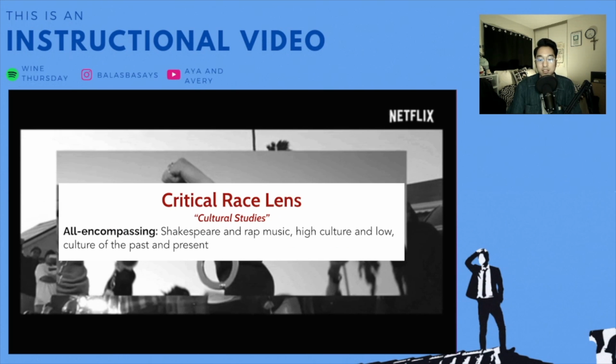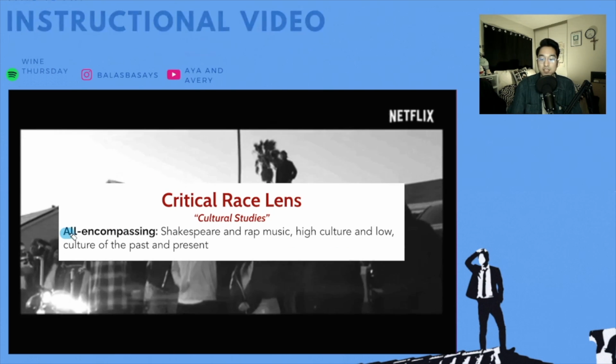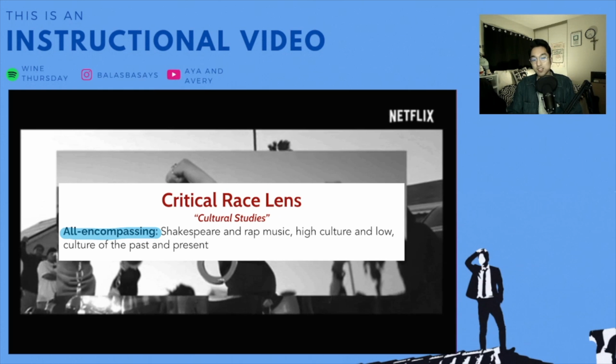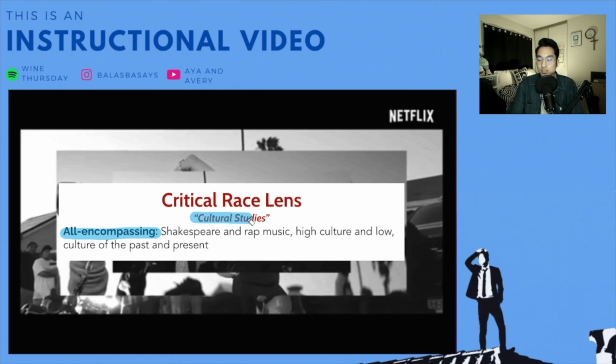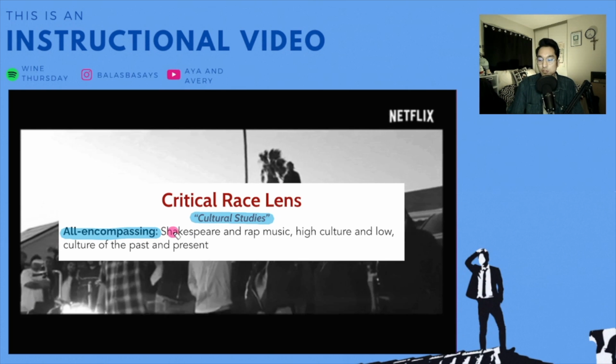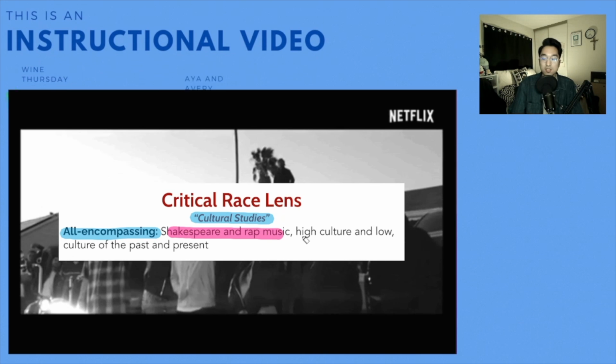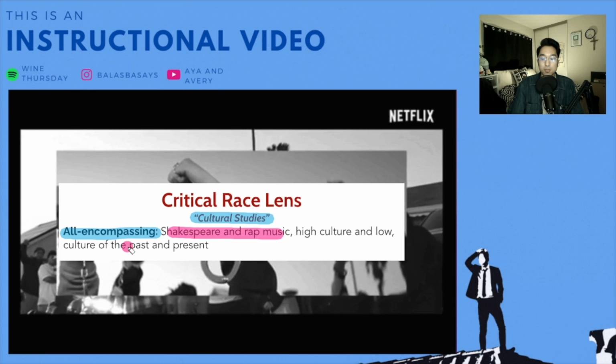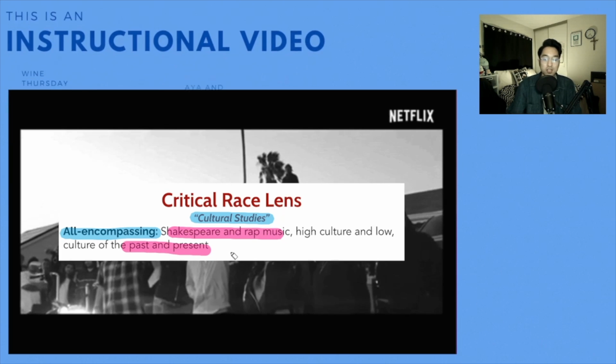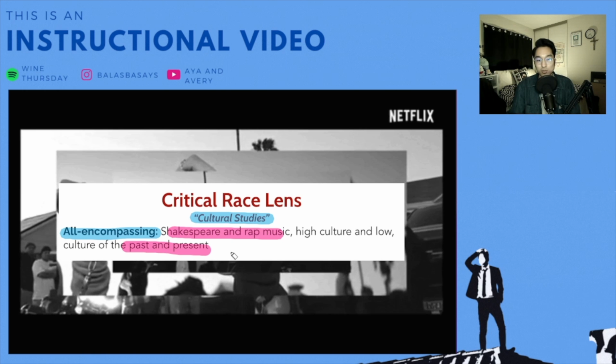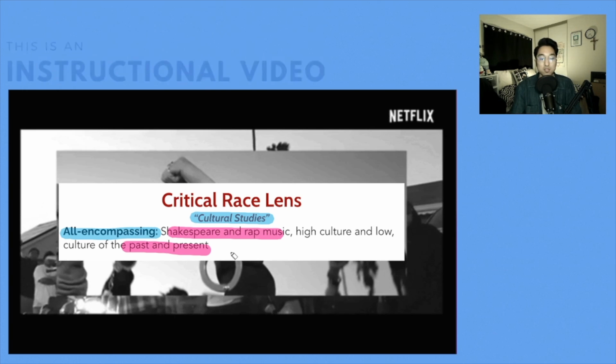Cultural studies and the critical race lens in general, it's all-encompassing. So this isn't necessarily just about race. Cultural studies itself covers everything from Shakespeare to rap music, what is considered high and low culture, things of the past and present that are traditional, non-traditional. It covers everything, regardless of what genre or box it's been put into.